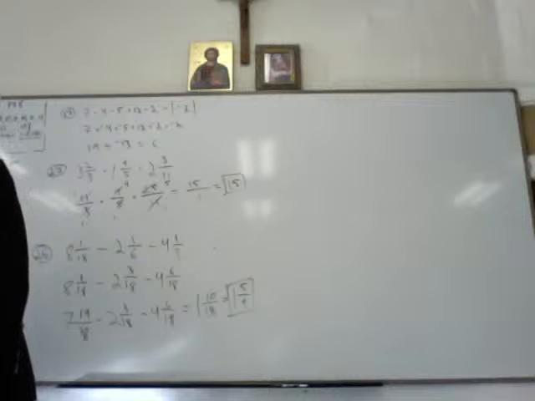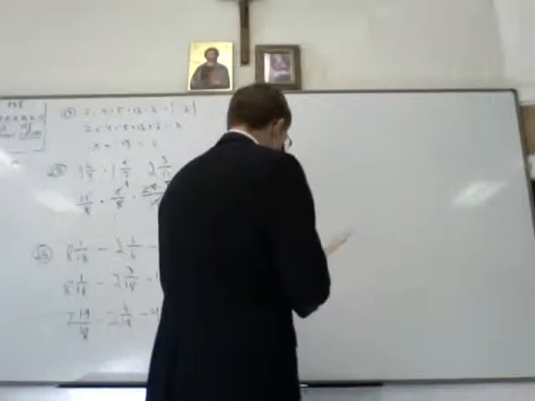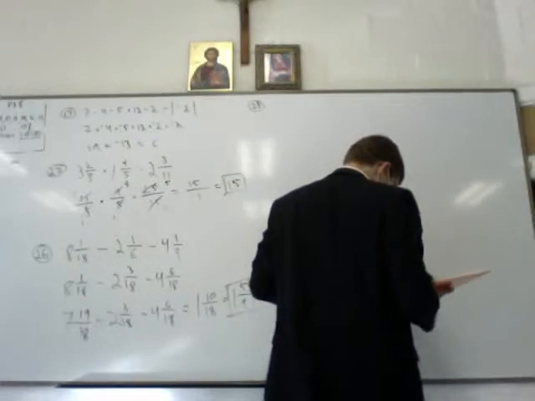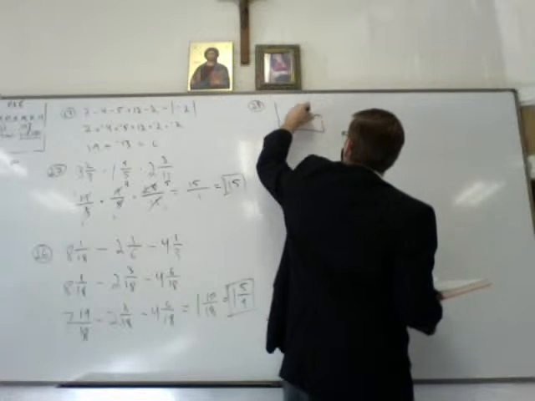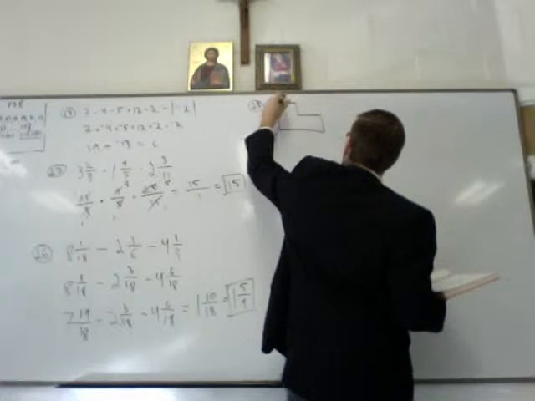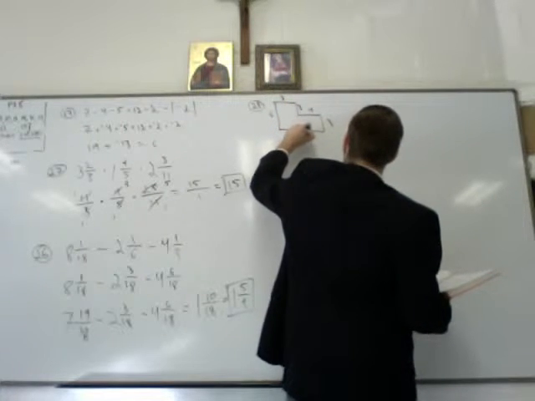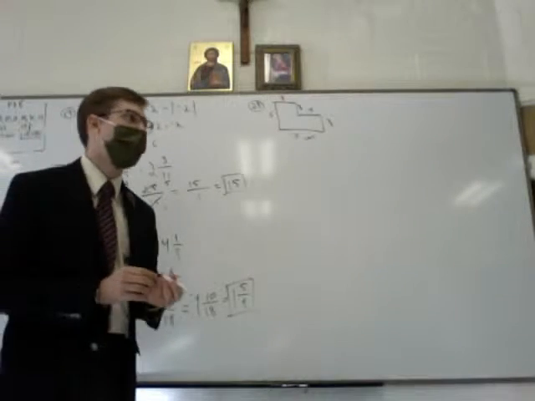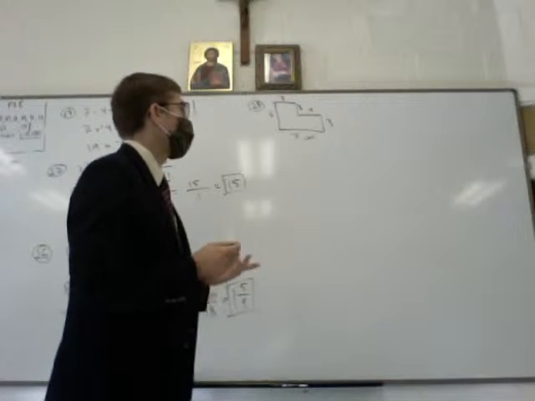Number 23. All right, area of the figure. Dimensions are in what unit? Yards? Oh, the 23? Yep. Dimensions are centimeters. 6, 3, 3, 4, 3, 7. These are all centimeters. So we're trying to find the area of this L-shaped convex hexagon. How are we going to find the area of this?